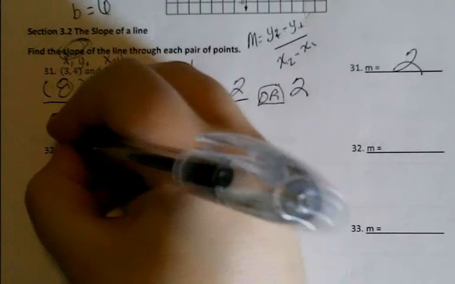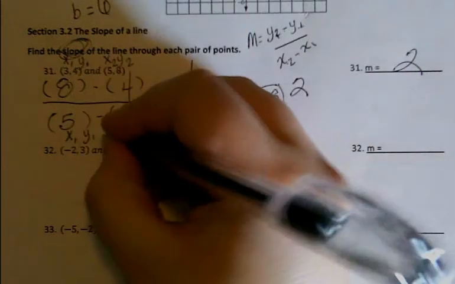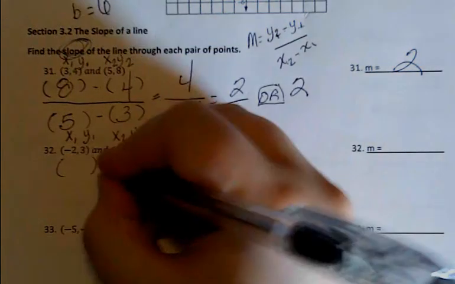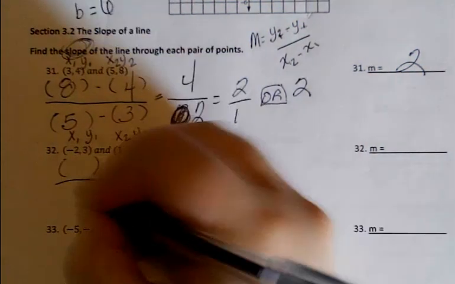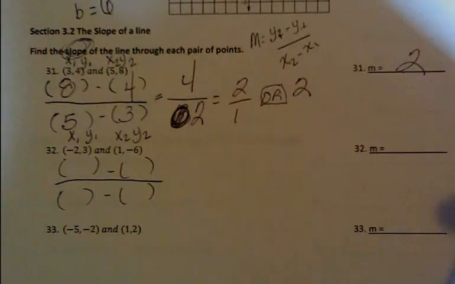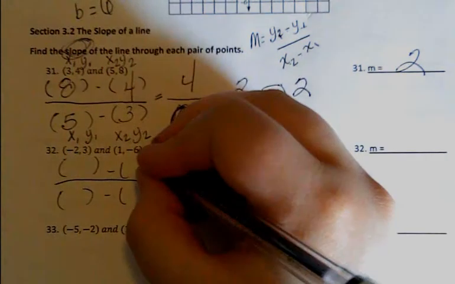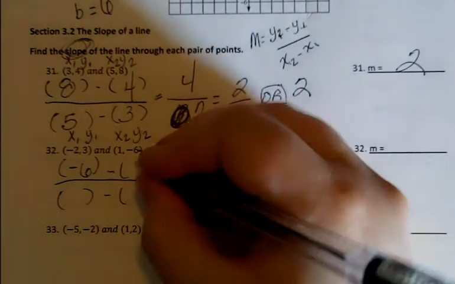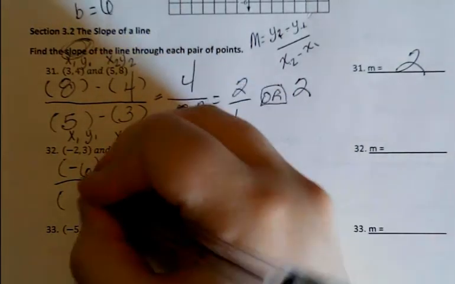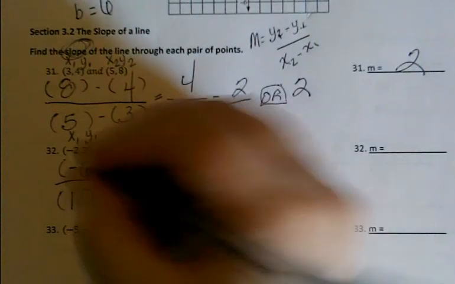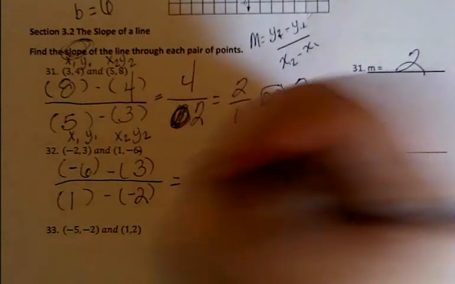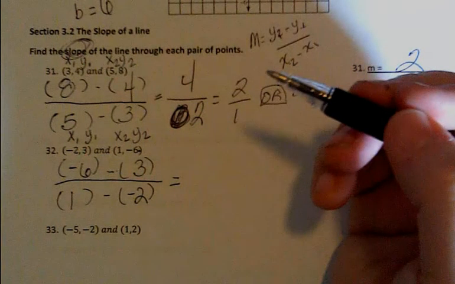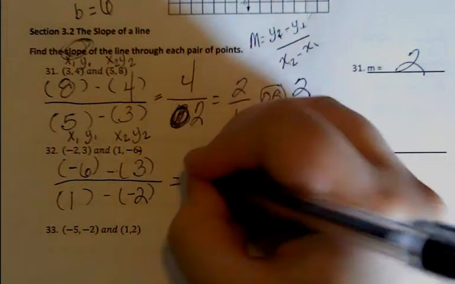So this is my x1, y1, x2, y2. I'm going to set up my parentheses. So my y2 is negative 6, minus my y1 is a 3, my x2 is a 1, my x1 is a negative 2. So I've got negative 6 minus 3. Y'all be real careful with these integers. Negative 6 minus 3 is a negative 9.